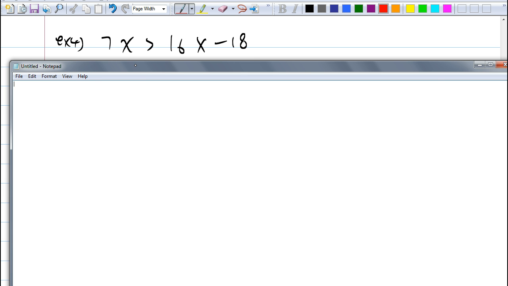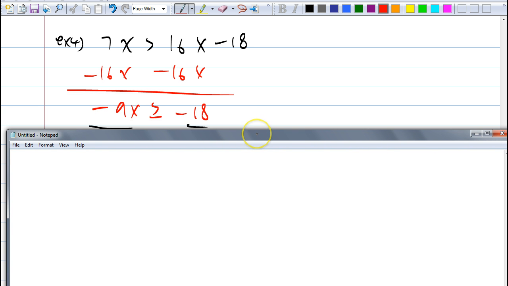All right, Kevin, what do I do here? You subtract 16x. Good. I will subtract 16x, right? Could I subtract 7x from both sides? Yeah, but then you've got to move the number around, right? So let's just subtract 16x from both sides. How many of you got negative 9x greater than negative 18? Good. Mimi, what do I do next? Good. Divide both sides by negative 9.